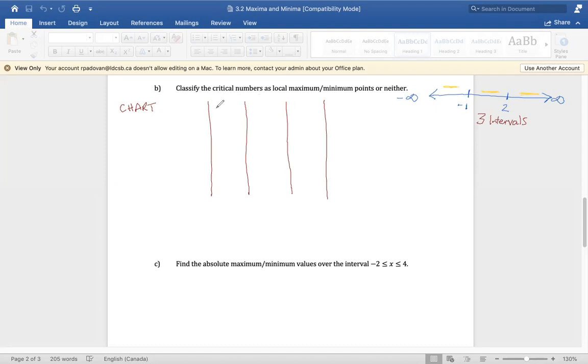So one of my values is from negative infinity to negative 1. The other one is from negative 1 to 2. And then from 2 to infinity. Okay, and then this side here again is going to be my factors of the derivative, my factors of f prime of x.